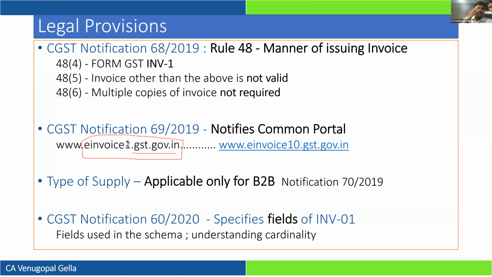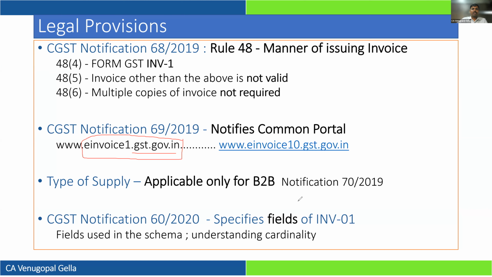Like e-invoice 1, there will be e-invoice 2, 3, 4. There will be 10 different common portals that are going to come up. In fact, there are 5 more new IRPs who are onboarded, and they are going to come very soon.